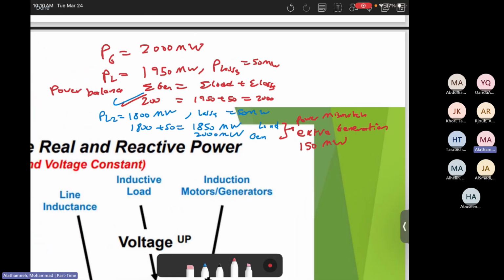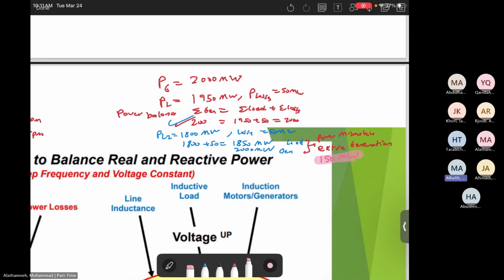Now my question is, where does the extra generation go? It will not go to losses. There is 150 megawatts of extra generation. Where is it supposed to go? What do you think? Typically, if you have a storage system, it would go to a storage system, or maybe a flywheel if you want to conserve it for later. Let's assume there is no storage, so we cannot save it. Where will the 150 go? There is no storage, there is no recycling of the energy.